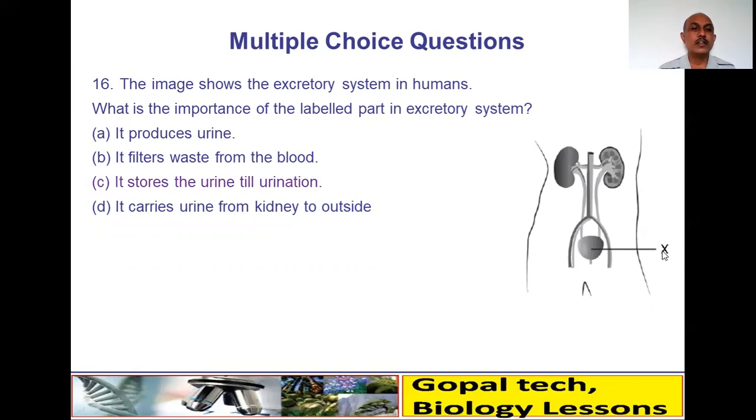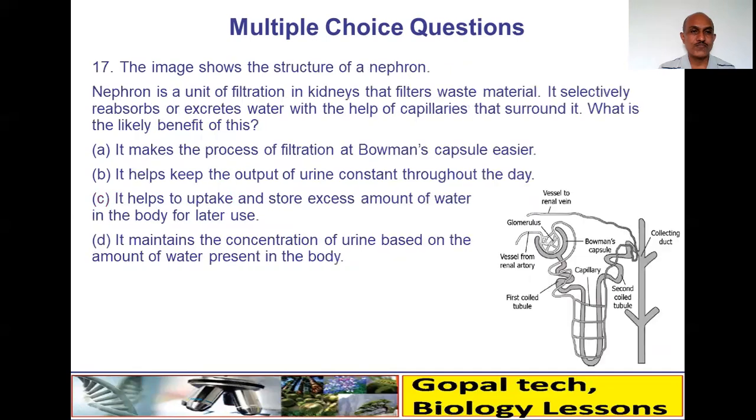Yes. So the correct answer is C. It stores the urine till urination. So it is a urinary bladder. Remaining: kidney filters, ureter carries the urine to the urinary bladder, urethra expels it outside the body.